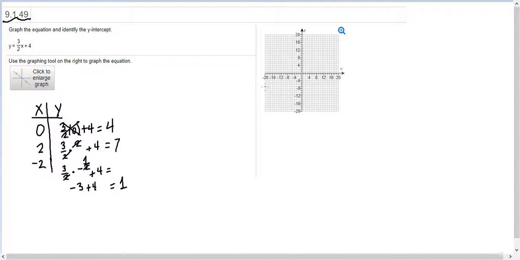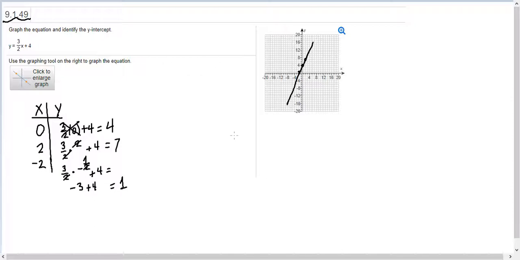And then you come over here and you graph. You can pick 0, 4 as your first point, and then 2, 7 as your second point, and I'll show you how to graph in a second. And then draw your line, and you can then go check: when x is negative 2, am I at 1? It's kind of hard to tell here, but you're roughly at 1 right there. So the third point can just be used to check your work.